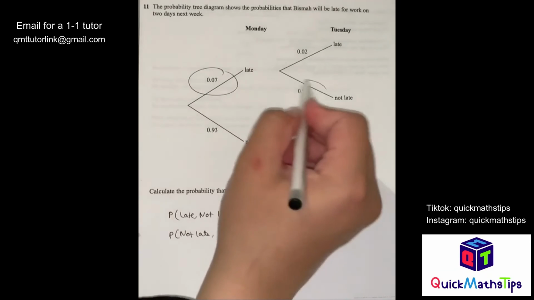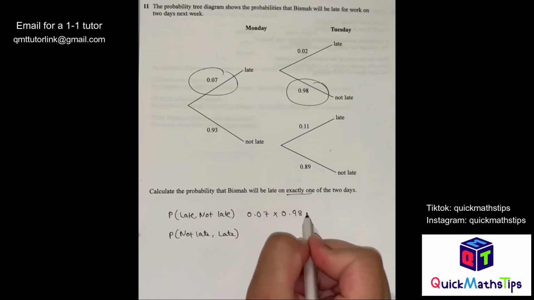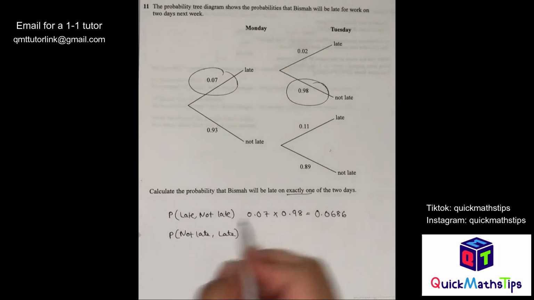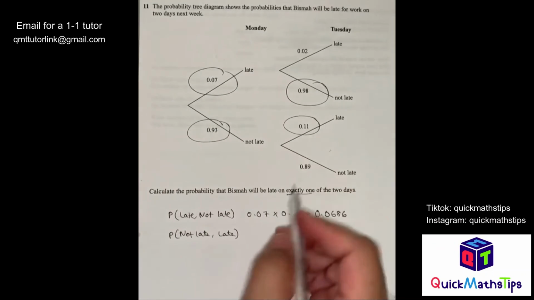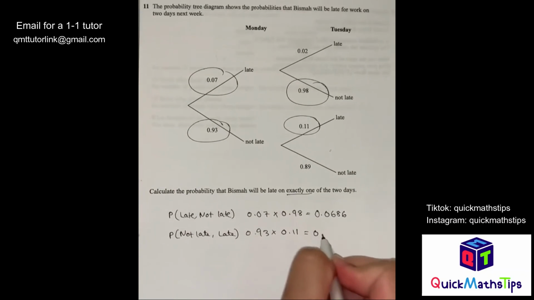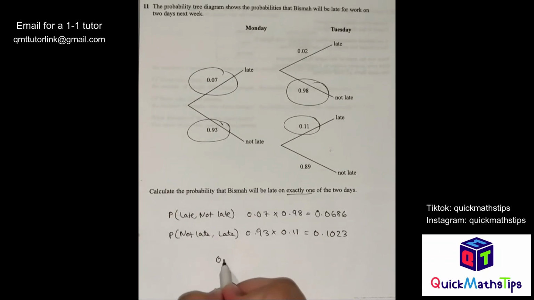So late and not late is 0.07 multiplied by 0.98. Plug that in your calculator, you get 0.0686. The probability she's not late multiplied by late, so 0.93 multiplied by 0.11 is 0.1023. Now you want to add your probabilities together because she could be late on Monday or she could be late on Tuesday. So 0.0686 plus 0.1023. Plug that into your calculator and you're going to get 0.1709 as your final answer.